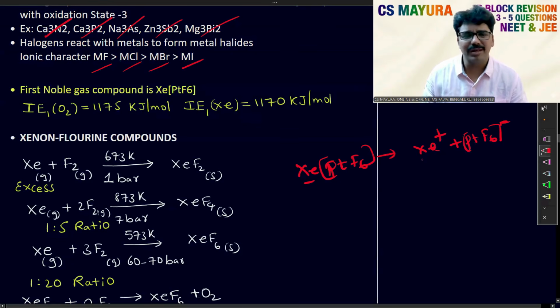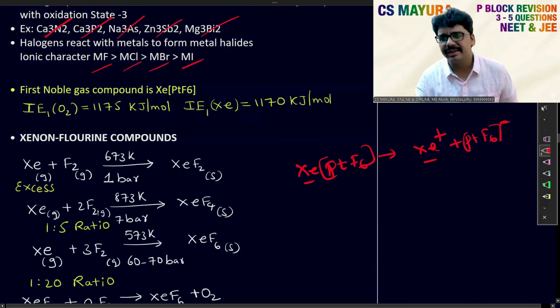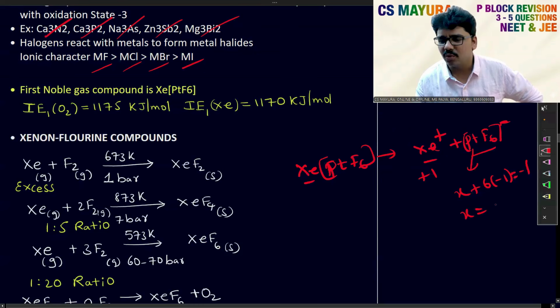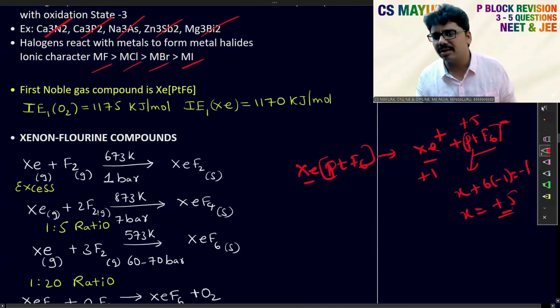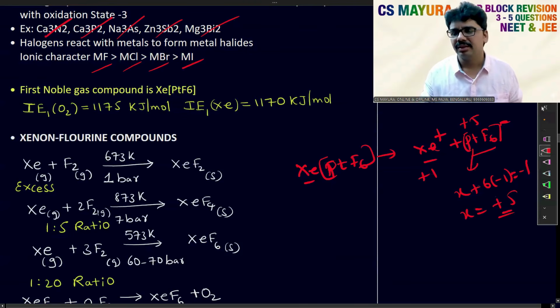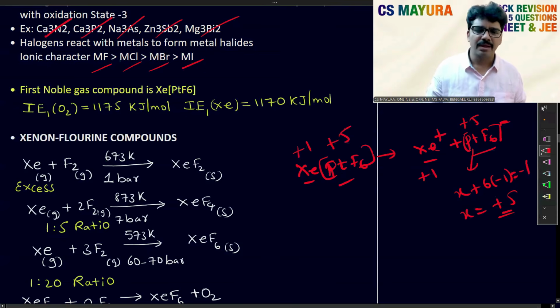Xenon +2 is there, +4 is there, +6 is there, +8 is there. And the only compound in which xenon has the +1 oxidation state is xenon hexafluoroplatinate, and this is the first noble gas compound. In PtF6, let us take the platinum oxidation state as X and fluorine as 6 into -1, equal to -1. Then X is equal to +5. So generally platinum oxidation state is +2 and +4, but here it is +5. So this is one exception. It's the first noble gas compound, and the xenon oxidation state is +1 here, the platinum oxidation state is +5 here.